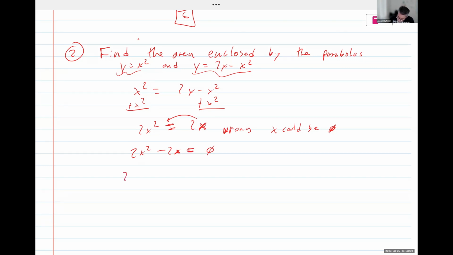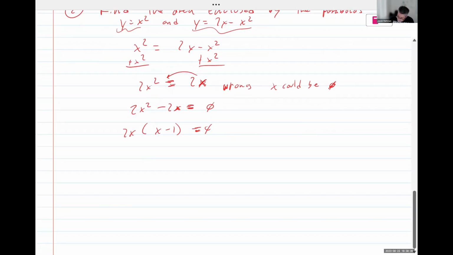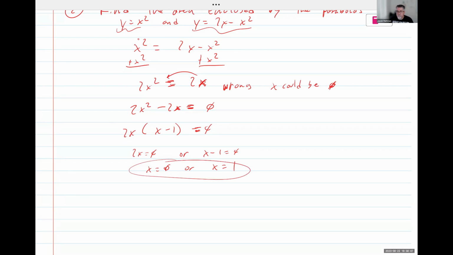I'm going to factor out a 2x, and that gives me x minus 1 is equal to 0. Setting both of these equal to 0 will give me the solutions. So 2x could equal 0, or x minus 1 could equal 0. And so x could equal 0, or x could equal 1. So I get 2 solutions here: x equals 0 or x equals 1.